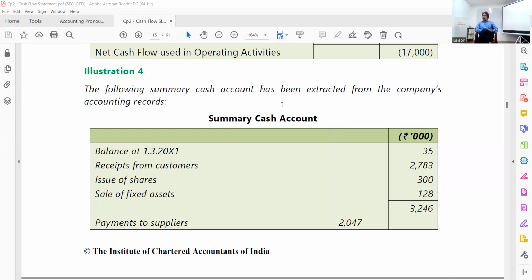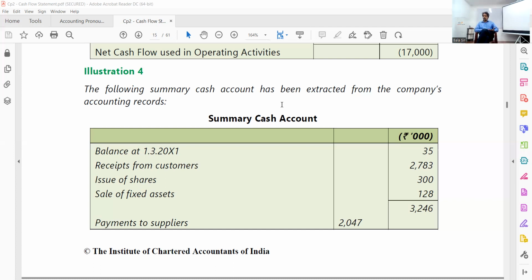O for Operating. Operating activity, O. Then that is 2,783 in thousands. It's all in thousands. That is O. It is only for your understanding here. In the exam, you don't have to put an O over there. You should know it is operating activity.